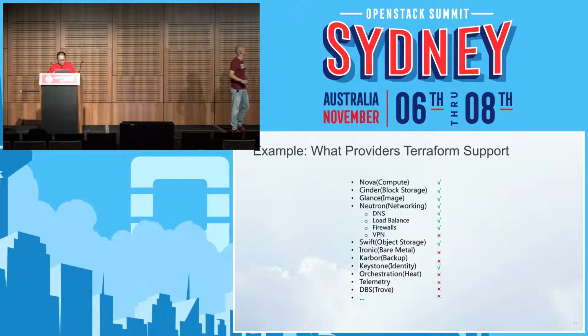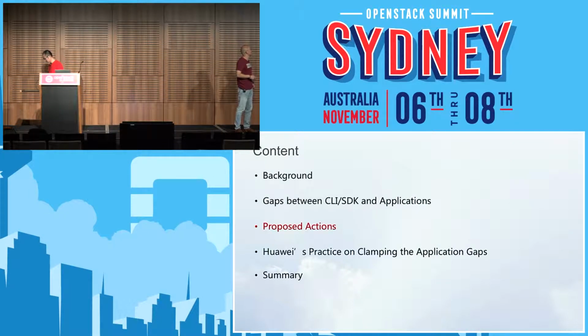I will give a specific example about Terraform. Terraform is quite popular for managing multiple clouds. It provides a programmable script to manage different clouds like AWS, GCP, as well as OpenStack. But we can find that even in OpenStack, the functions are not all included. Only some very basic functions are there, and not all the providers have been developed. So we think we need to continue working on that.